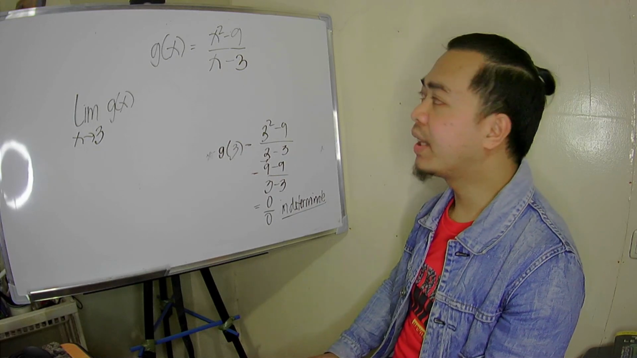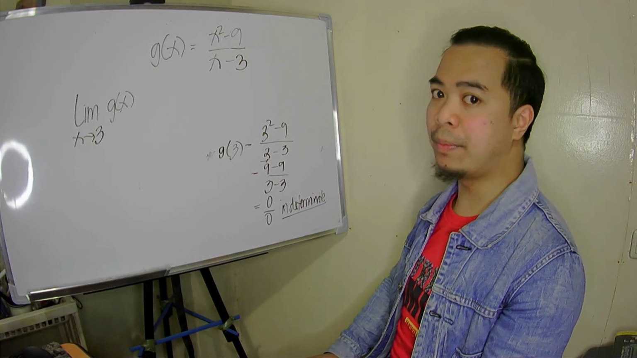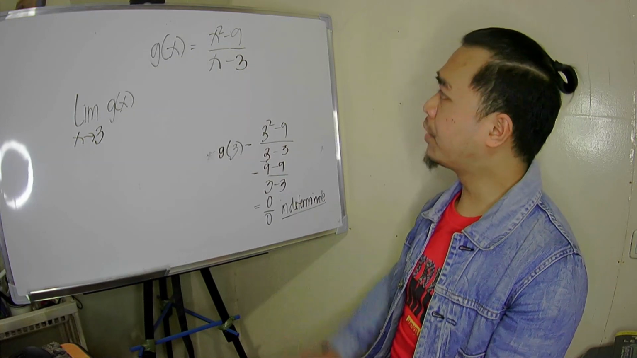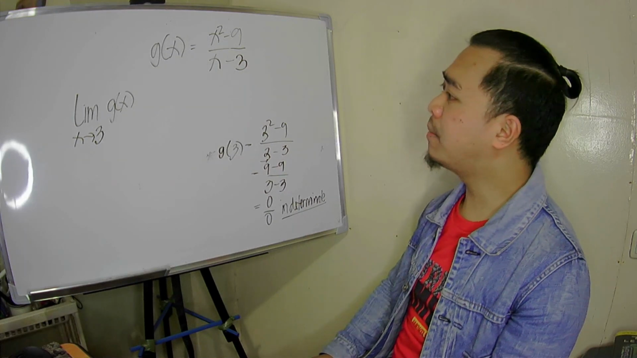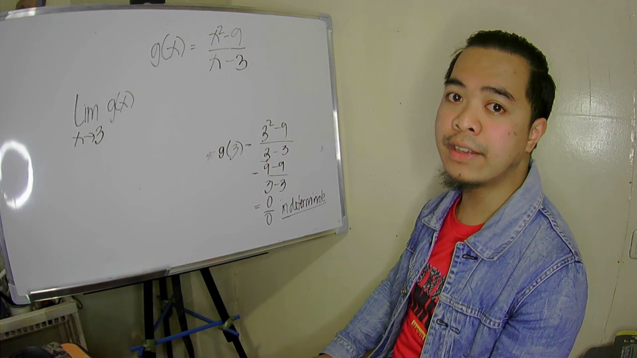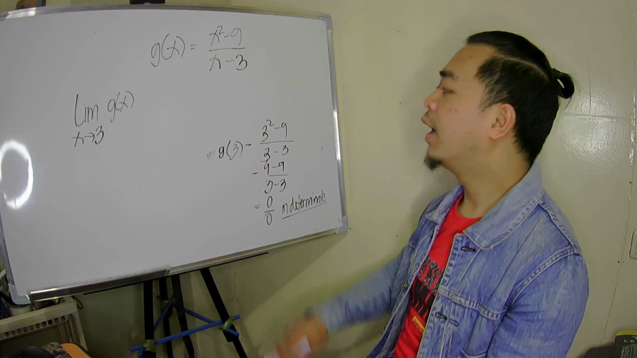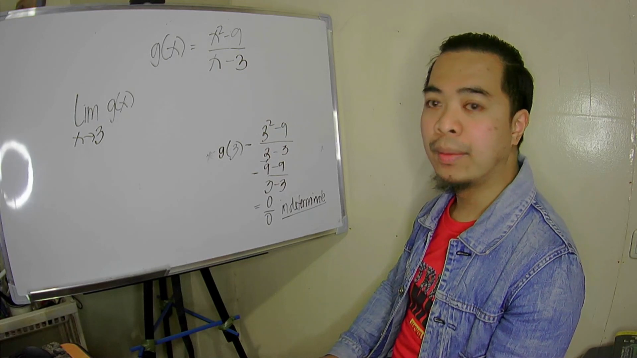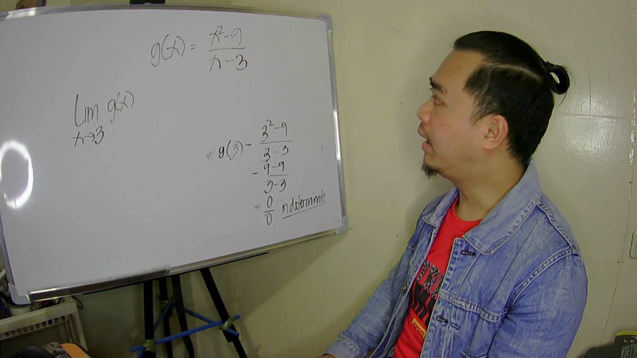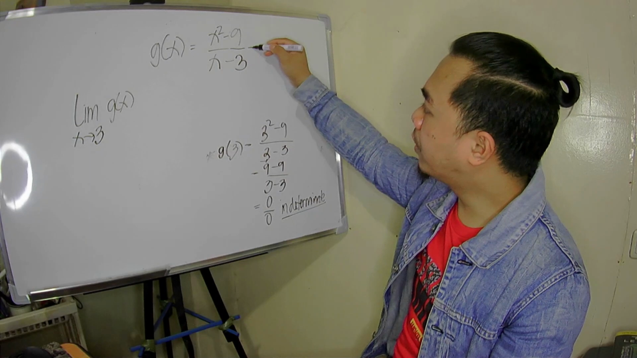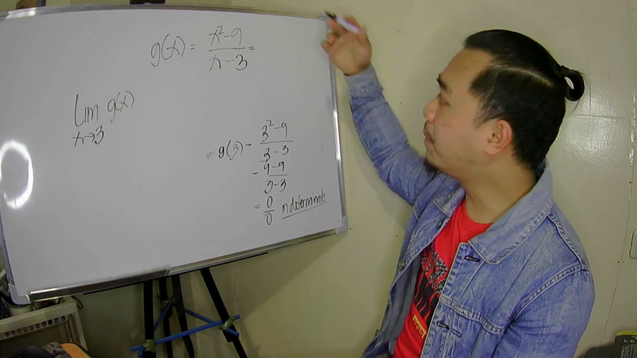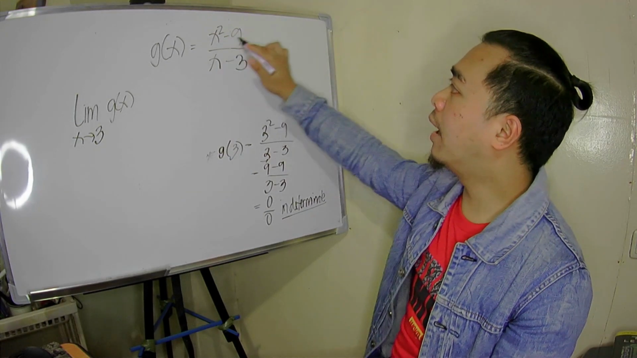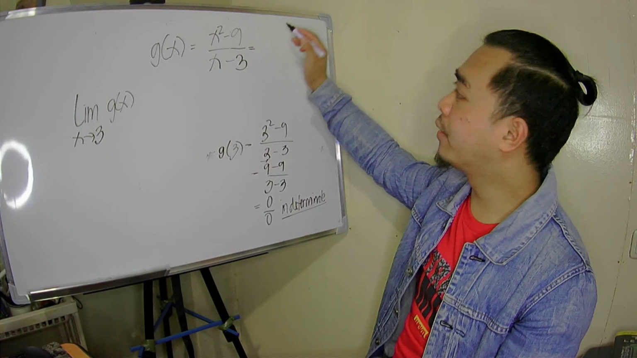That strategy is what we call simplification. Very simple. It's indeterminate. Maybe, just maybe, we can simplify first the function before we again use substitution para hindi na siya indeterminate. And looking at our function, we can indeed simplify this one. Our numerator is a difference of 2 squares.